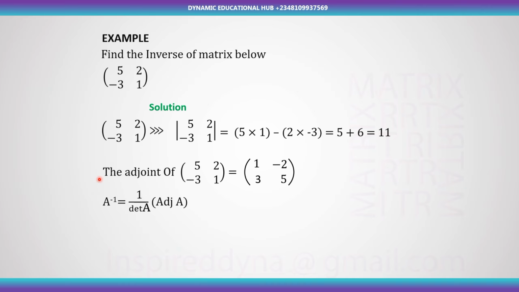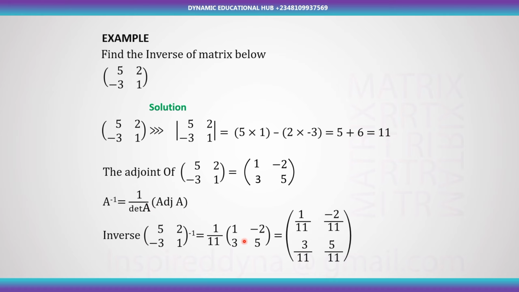And don't forget our formula. Inverse of matrix is 1 over determinant multiplied by adjoint. So let's plug in our values. Plugging in our values, we are going to have this. 1 over determinant, that makes it 1 over 11. This is the adjoint that we've calculated here. Now multiply, this is scalar multiplication. 1 over 11 multiplied by 1, you have 1 over 11. 1 over 11 multiplied by minus 2, you have minus 2 over 11. 1 over 11 multiplied by 3, you have 3 over 11. Finally, 1 over 11 multiplied by 5, you have 5 over 11. This is the inverse of this matrix.